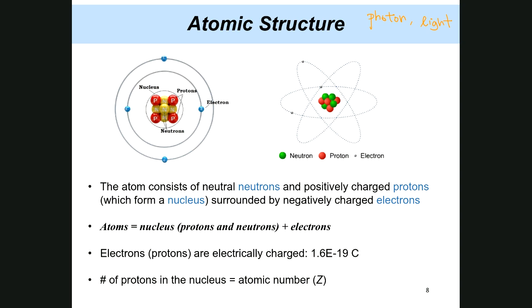Right? We all know that atom consists of neutral neutrons and positively charged protons, okay, and surrounded by negatively charged electrons. So when the numbers of protons and electrons are equal, then we can call this atom neutral. If they are different, depending on their relation, we can say this atom is positively charged or negatively charged. So atom is nucleus plus electrons. The electrons or protons are electrically charged by this amount.